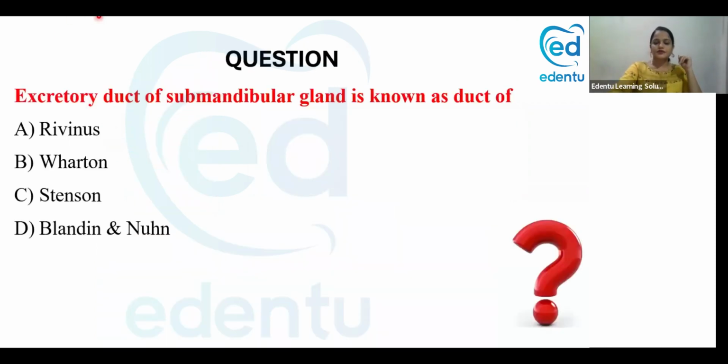Okay, now coming to the next question. The excretory duct of the submandibular gland is known as the duct of: is it Rivinus, Wharton, Stenson, or Blandin and Nuhn? Any guesses, doctors? Is it option A, B, C, or D? Duct of the submandibular gland.